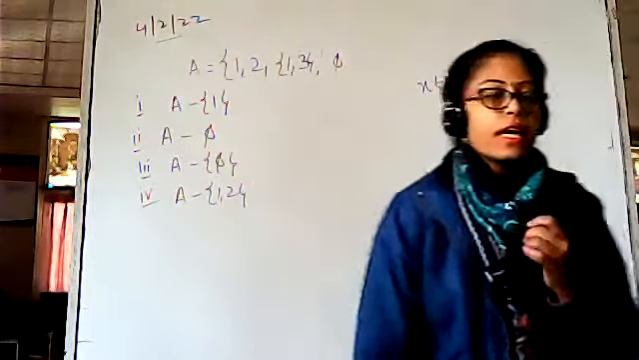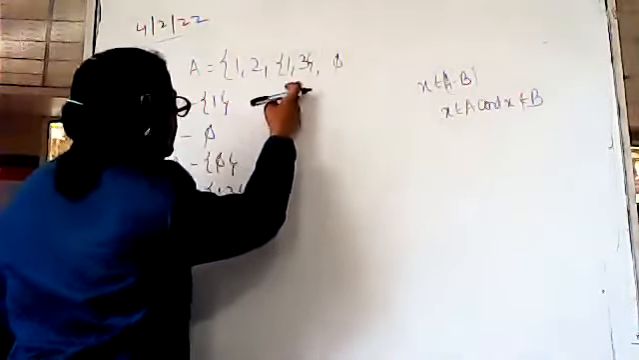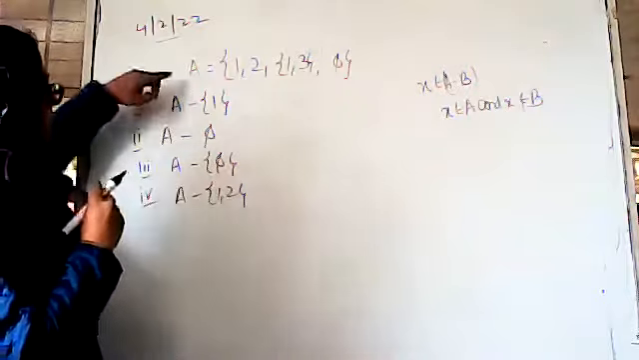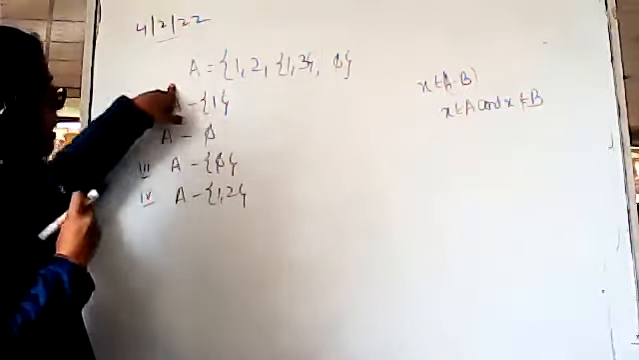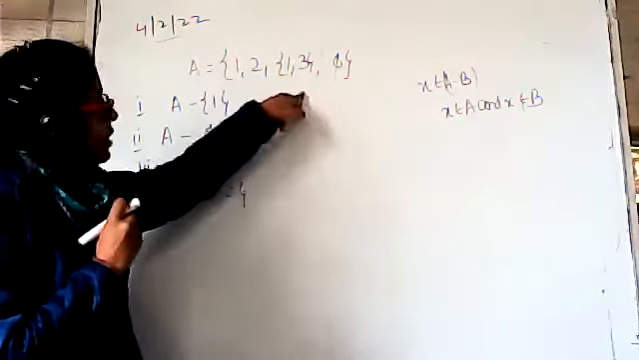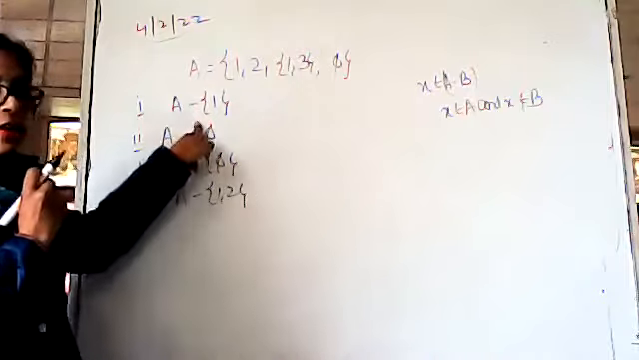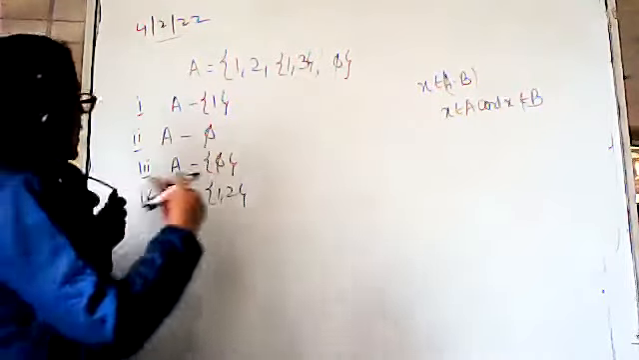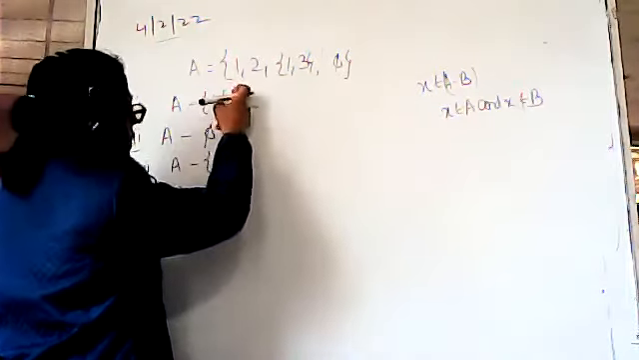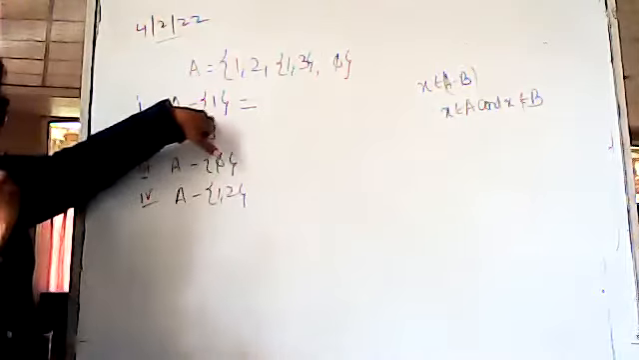So what does A minus 1 mean? We are having the set A as 1, 2, 1, 3 and 5. This is the set A. This set A is having 4 elements, that is 1, 2, 1, 3 and 5. First of all, we want to find the value of A minus 1. A minus 1 will be all the elements of set A which are not present in set B. This is set 1 and this is set 2.